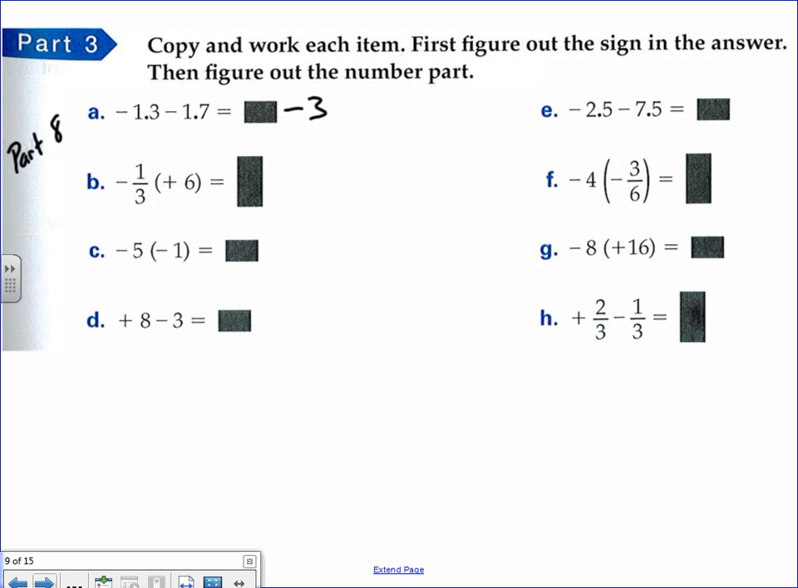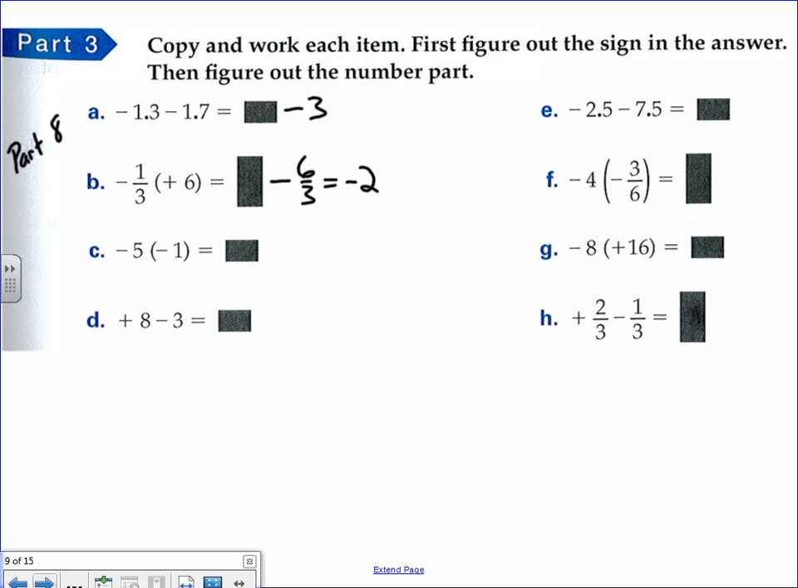For B, we have negative 1/3 times positive 6. Okay, remember the parentheses tell you to multiply. So we're doing a negative times a positive. So when we multiply, if the signs are the same, it's positive. If the signs are different, it's a negative answer. So negative 1/3, positive 6, the signs are different. I will get a negative answer. 1/3 times 6 is going to give me 6/3, and I can simplify that to negative 2.